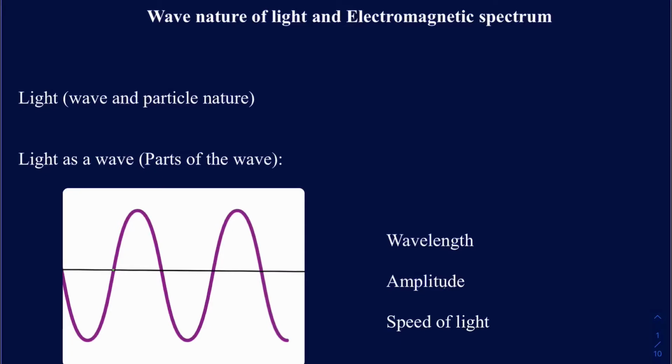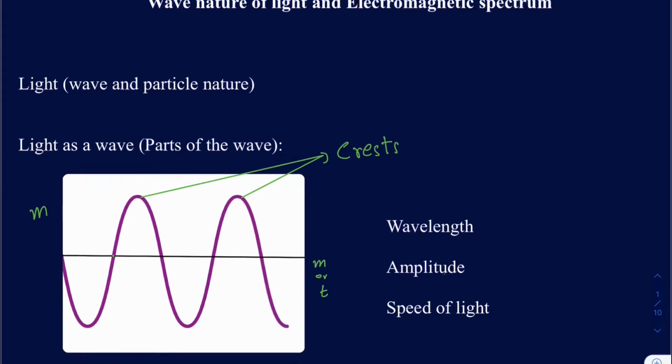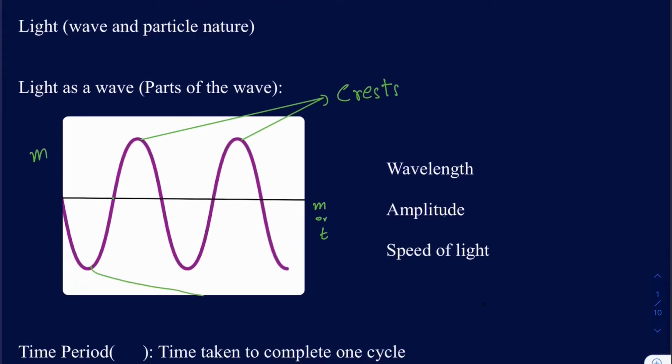So let's suppose we have this wave where on the x-axis it could be the time or the meters, and on the y-axis we could have the meters. The positive peaks on the y-axis are going to be called the crests, okay? And the negative peaks are going to be called the troughs, okay?